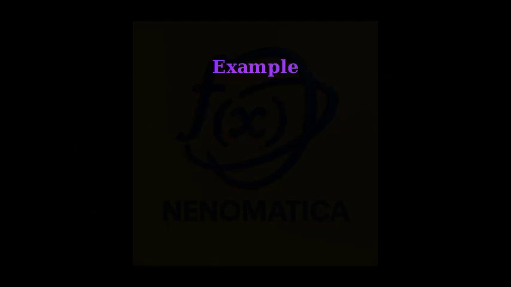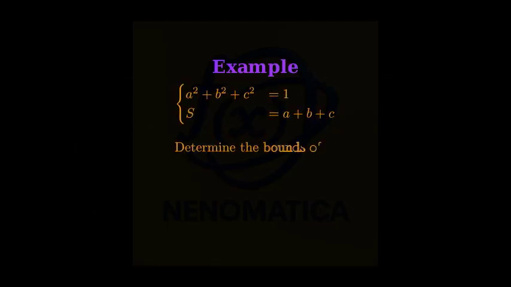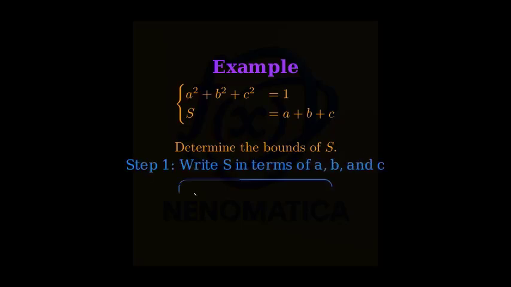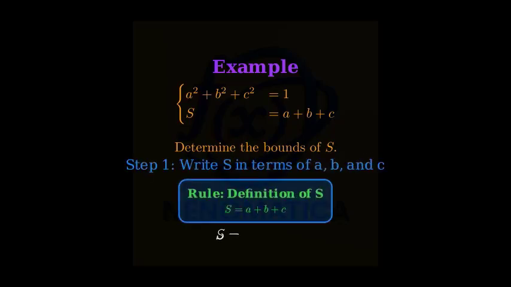Let's start with our example. We have the following system of equations. a squared plus b squared plus c squared equals 1, and S equals a plus b plus c. We need to determine the bounds of S. Let's start by writing what we know about S. From the second equation, we have S equals a plus b plus c.